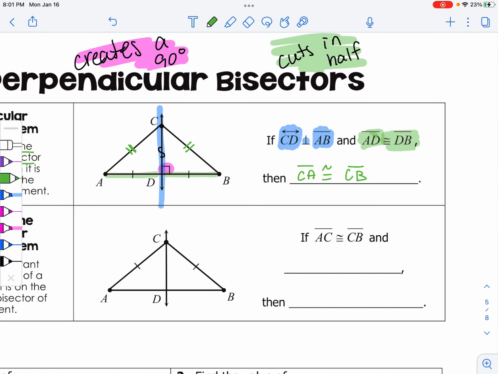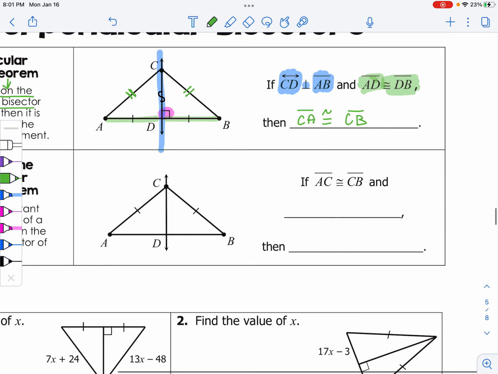So we've got CB. And it goes the other direction. If I tell you that the hypotenuses are congruent, then you know it's a perpendicular bisector. So if AC is congruent to CB and CD is perpendicular to AB, then we know that it has also cut it in half, that AD is congruent to DB.